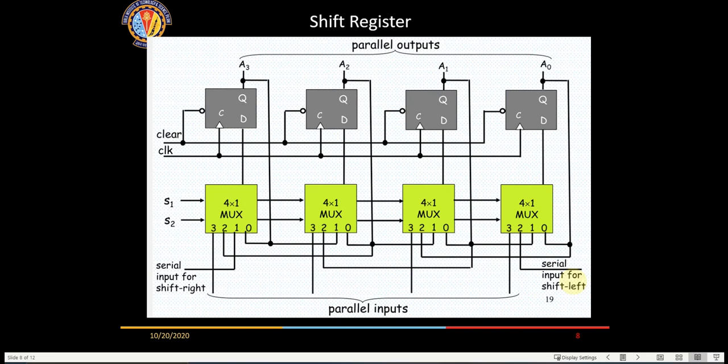All of you? Yes, sir. Okay, now let's take the fourth combination. Can anybody tell what is going to happen for S1 S2 equal to 1 1? For 1 1, the parallel load. So will it take the data from the processor, getting 4 parallel inputs, and just dump it in the registers? Correct. These are the parallel inputs, right?